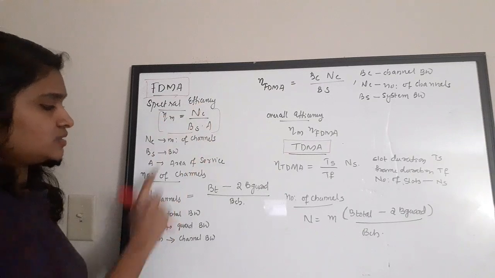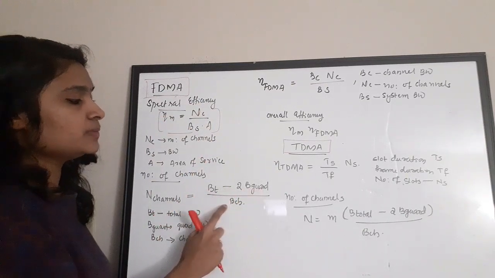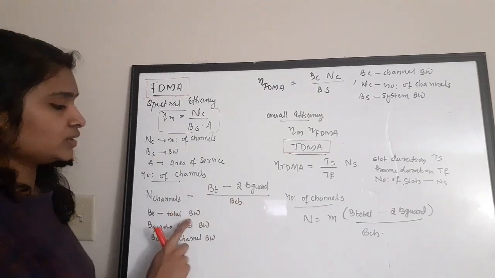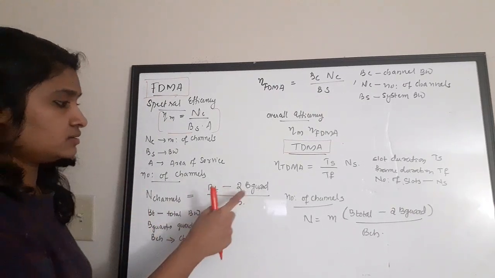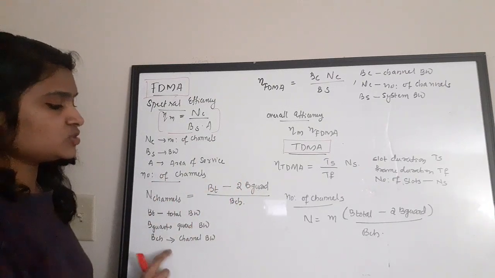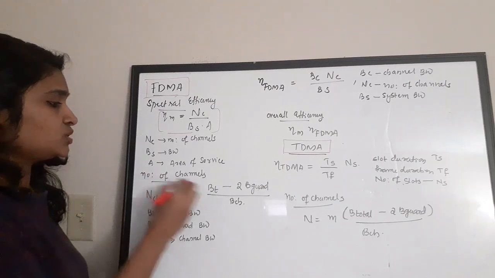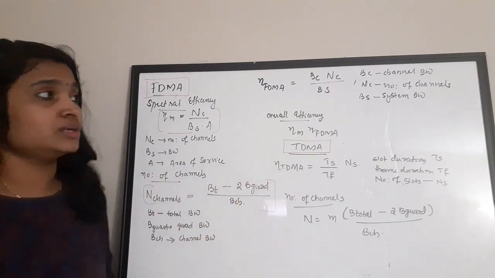Next, the number of channels allowed for an FDMA system is N channels. This is same as NC. Okay, so N channels is equal to BT minus 2 B guard by BCH. BT is the total bandwidth, B guard is the bandwidth for the guard bands, then BCH is the channel bandwidth. So this is the equation for finding the number of channels allowed for an FDMA system.